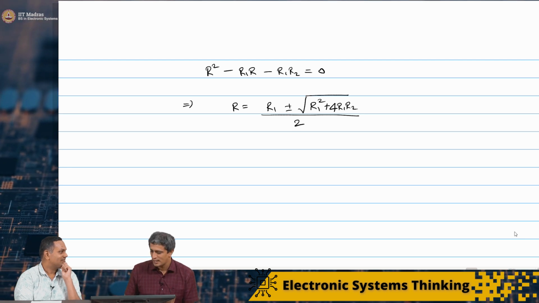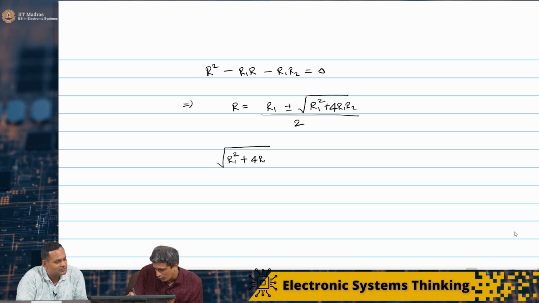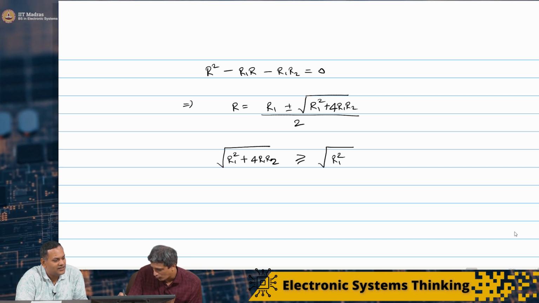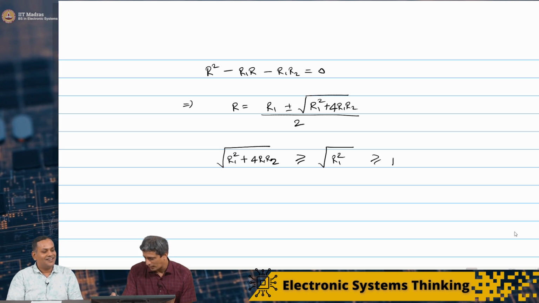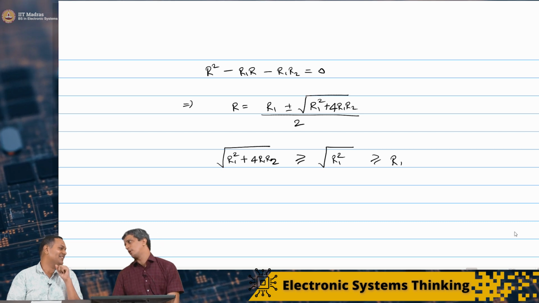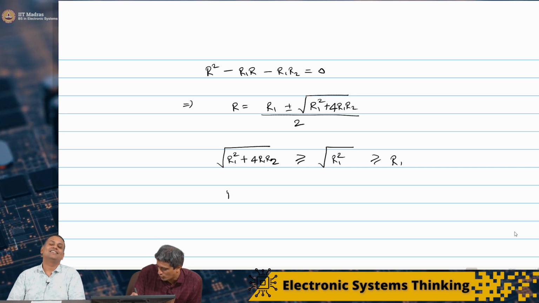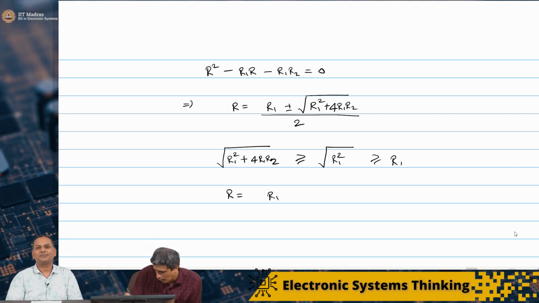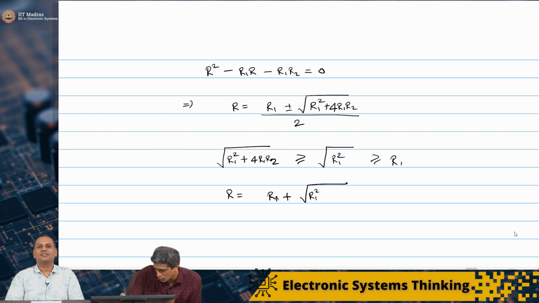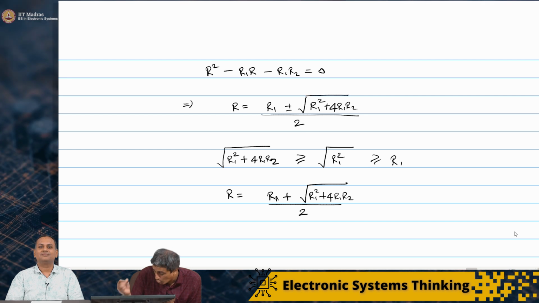Exactly, right? So I'll just put what you're saying in writing here: R1 squared plus 4 R1 R2 is actually greater than R1 squared, whose root is therefore greater than or equal to R1. So if you take the minus sign, you will get R as a negative number, a negative resistance, which basically has no meaning here. Yes. Right? So therefore it has to be only the positive root. Okay. So R will be R1 plus root of R1 squared plus 4 R1 R2, divided by 2.